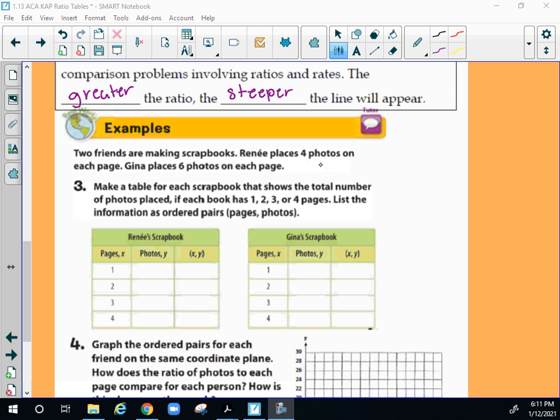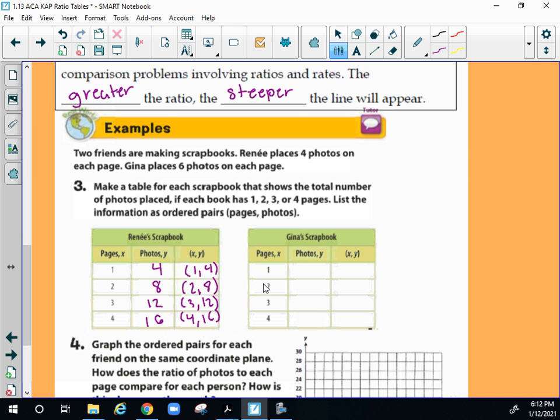So Renee has 4 photos on each page, so I'm going to start with 4, and then if 2 pages were used, then she'd have 8. If 3 pages were used, she'd have 12. If 4 pages were used, she would have 16. So notice we're increasing by 4 every time. And our ordered pairs, 1, 4, 2, 8, 3, 12, and 4, 16.